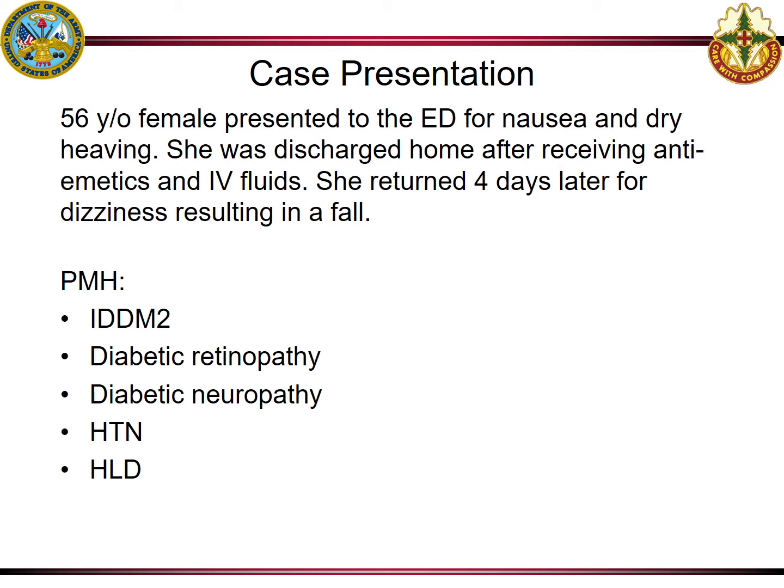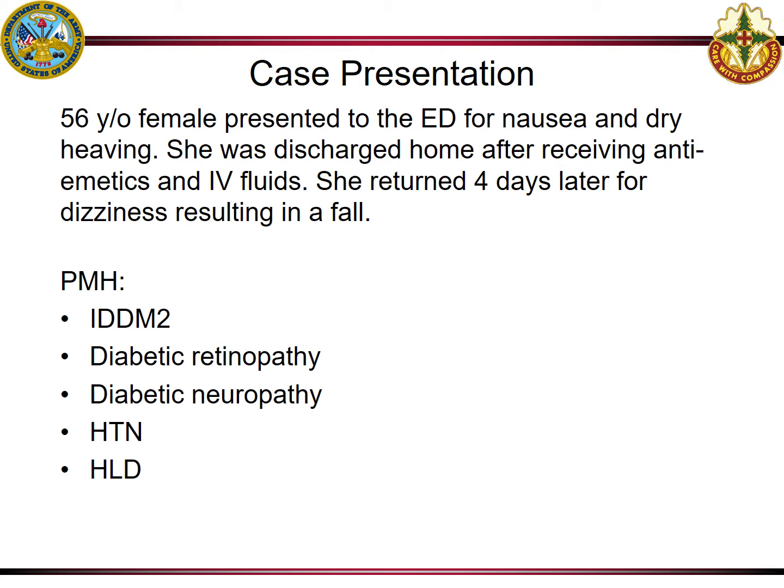A 56-year-old female with hypertension, hyperlipidemia, and diabetes presented to the emergency department for nausea and dry heaving. At time of evaluation, her serum sodium was 133 prior to fluids, and she had a normal BUN to creatinine ratio and a normal serum osmolarity. Her symptoms improved with ondansetron and IV fluids. She was then discharged home.